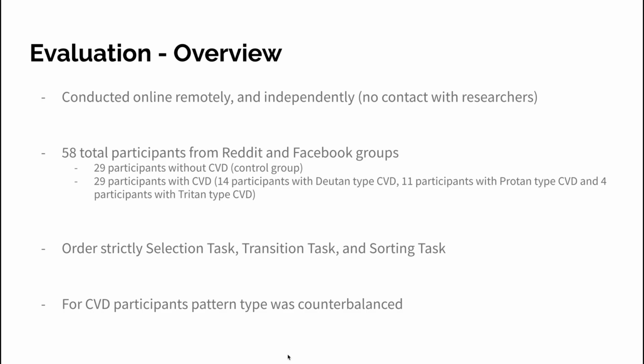Importantly, our tasks were strictly ordered so that the selection task was always first, then the transition task, and lastly the sorting task. This ordering was completed for each pattern, for which participants were randomly assigned a given counterbalanced pattern ordering. Participants without CVD did not use any of the patterns.